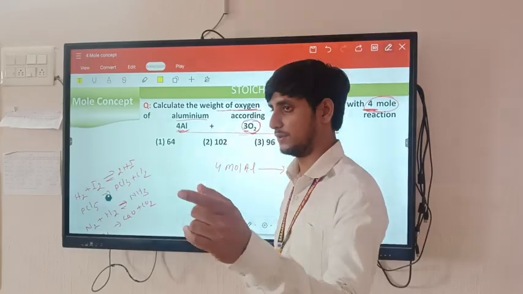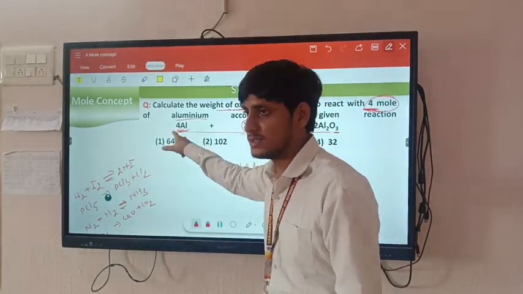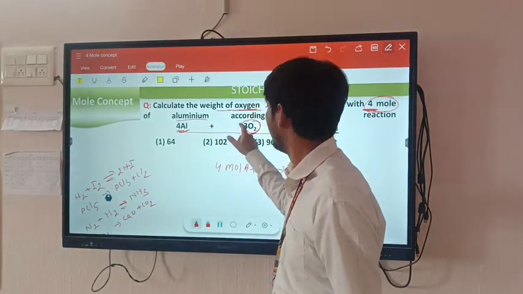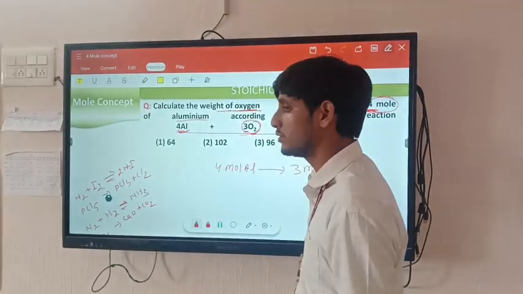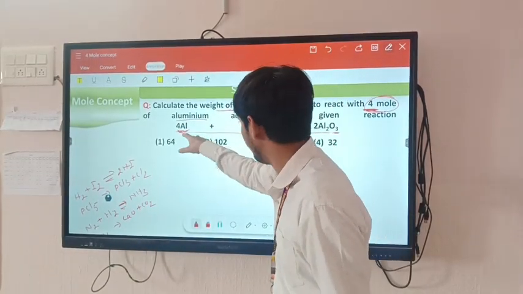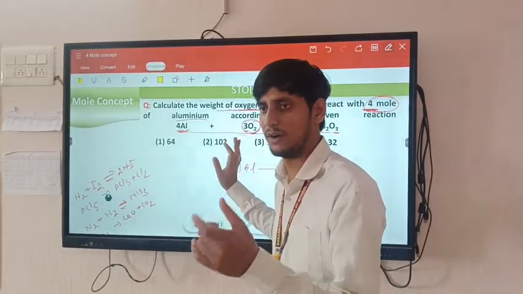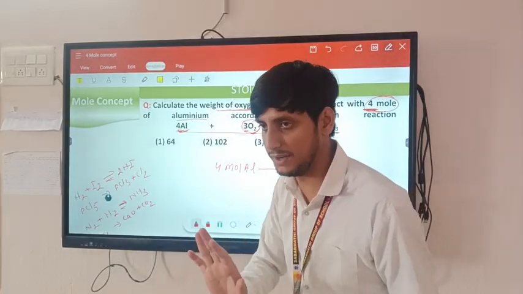Now, okay, now listen. This is a balanced chemical reaction, right? 4 mole aluminium requires 3 mole oxygen to produce 2 mole of Al2O3, aluminium oxide, right? Now, they ask the weight of oxygen required, and they give 4 mole of aluminium.